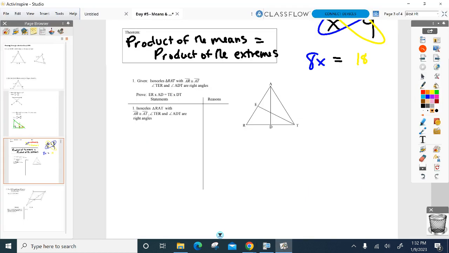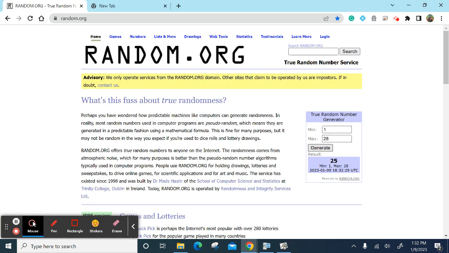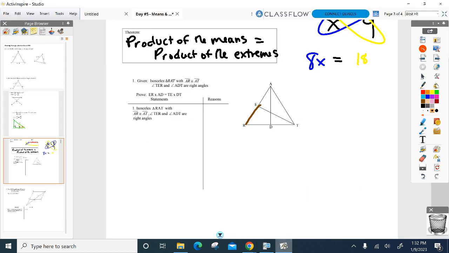Look at the proof statement. Okay, name a side in the proof statement. ER. Everyone find a triangle? Name it. Name the triangle that has ER. ERT. Okay, we're good.